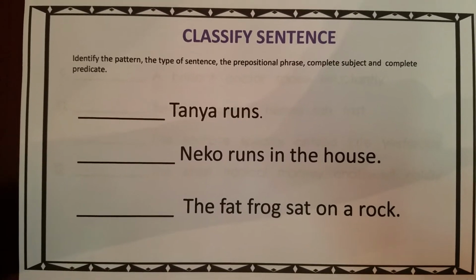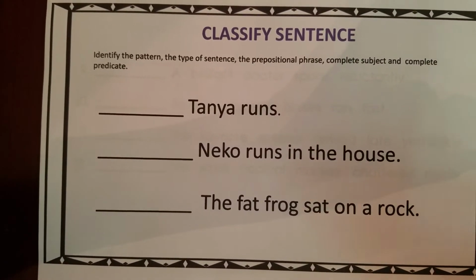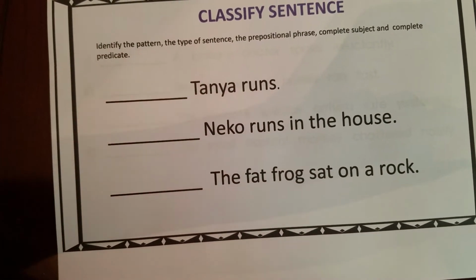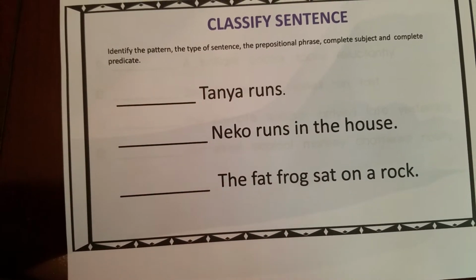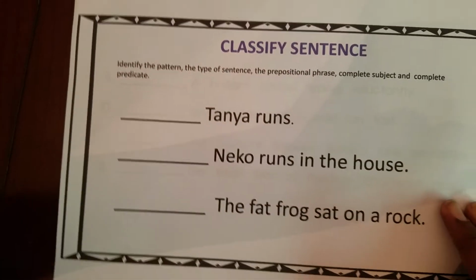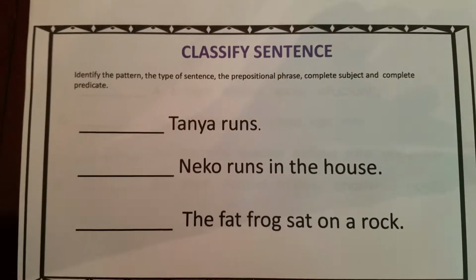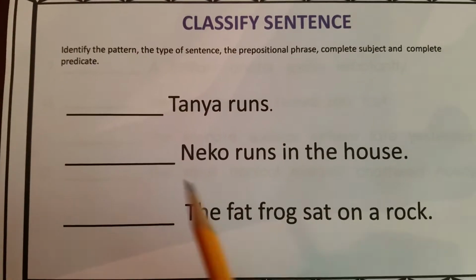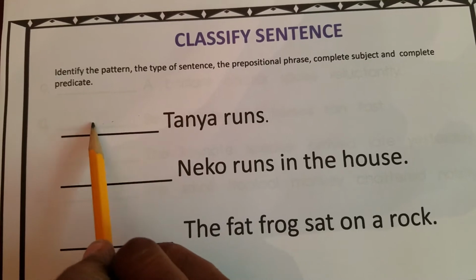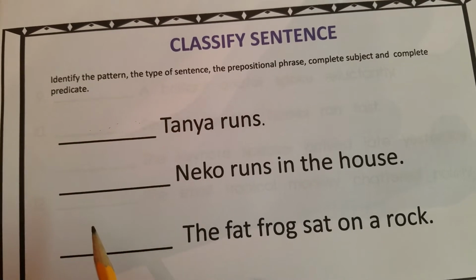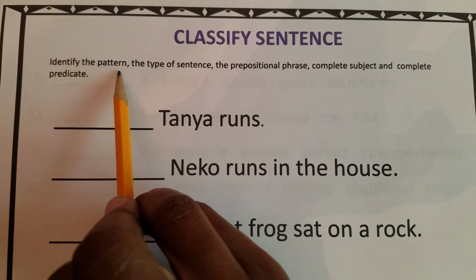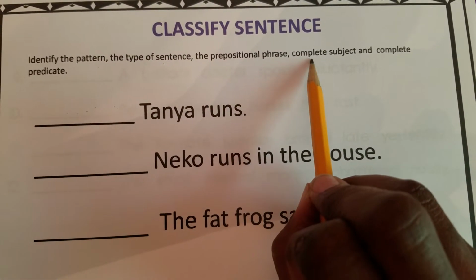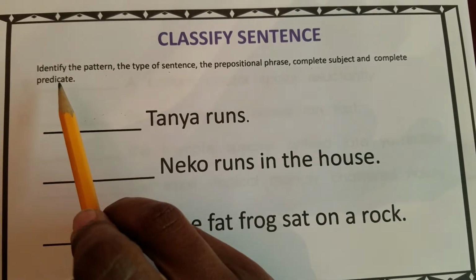This is important. This is called classifying the sentence. So now that you know how to find the subject noun, the verb, the adjective, the adverb, and the article adjective, you have to identify the sentence. So what we do when you see these lines in the front, all we're doing is showing you and labeling what type of sentence it is. So we're going to identify the pattern, the type of sentence, the prepositional phrase, if there's one, a complete subject, and a complete predicate. Okay?